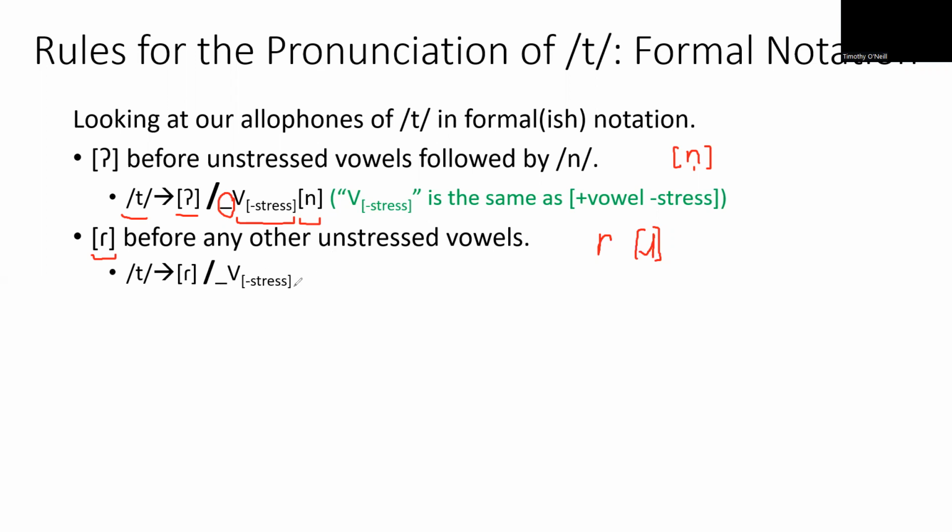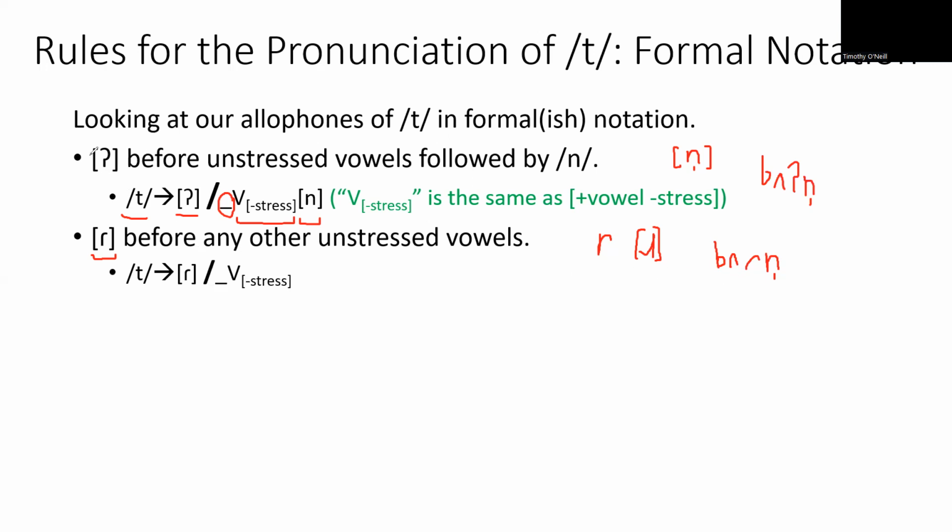And fortunately, because we have rule ordering, we can have this one first and this one second. So we won't get cases like this. The word button we have to say like this, right? And I'm going to write it with the syllabic nasal. That's button. What we don't get is this button.